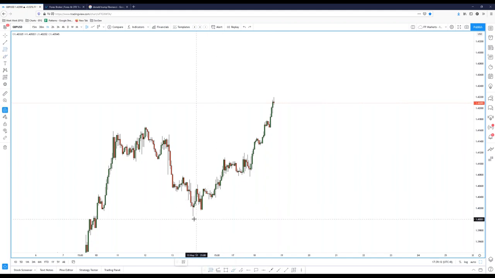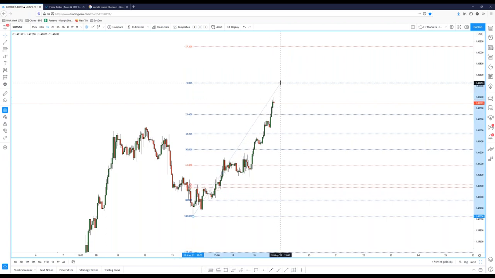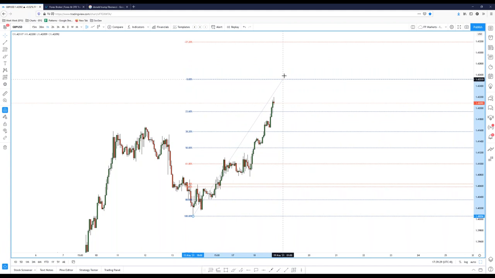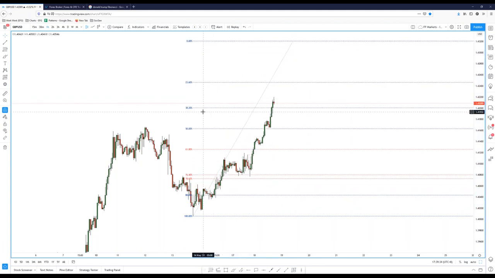So if I were to just draw Fibonacci blindly from the low to where price is right now, sure, I've identified Fibonacci retracement, okay? And I can see all the Fibonacci retracement levels. But what happens if price pushes higher? Price goes higher, I adjust my Fibonacci level. Price goes higher, I adjust again. And what's going to happen? All the Fibonacci levels start shifting, right? It becomes inaccurate, okay? So this is a trap, okay?